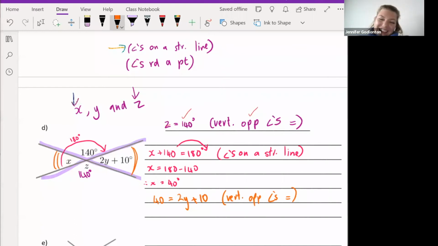I'm going to move my 10 over. So I'm going to say 40 minus 10 is equal to 2y, which means 50 is equal to 2y. I'm going to divide both sides by 2, and I'm going to see that y is 15 degrees. This was like a big question.